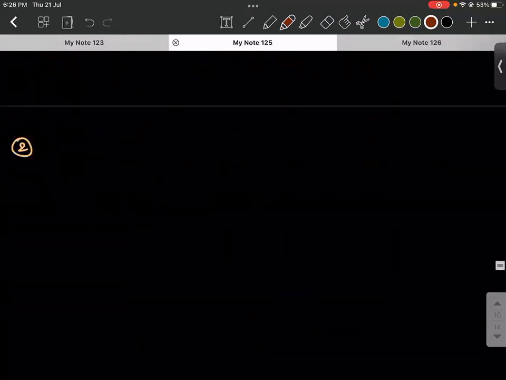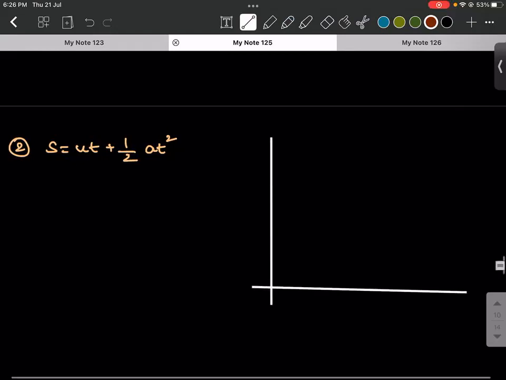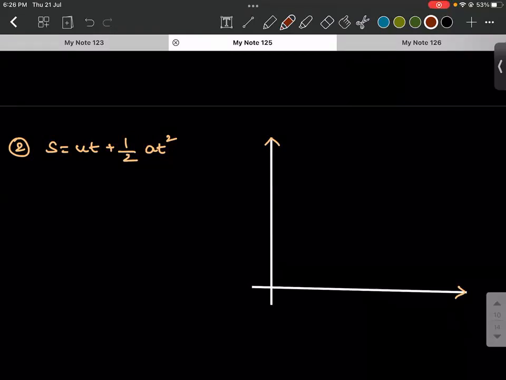Second is s is equal to ut plus half at square. If I take the basic axis, then I previously mentioned that the x-axis is called the independent axis, and on the x-axis you will always take the independent variable. The independent variable in physics is most of the times time itself. And on the y-axis we have velocity.